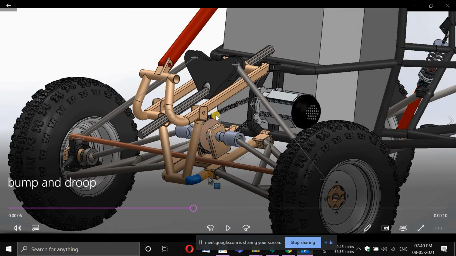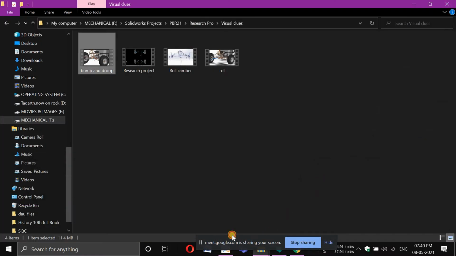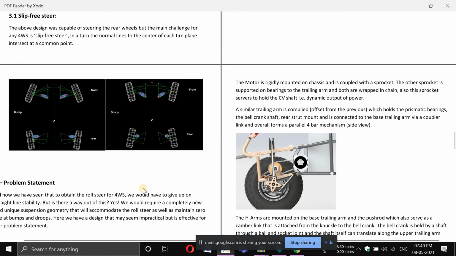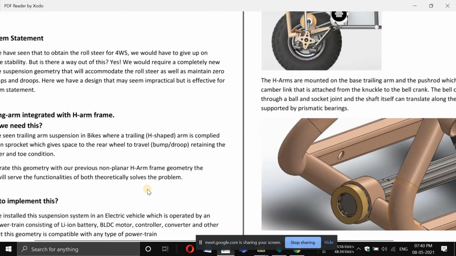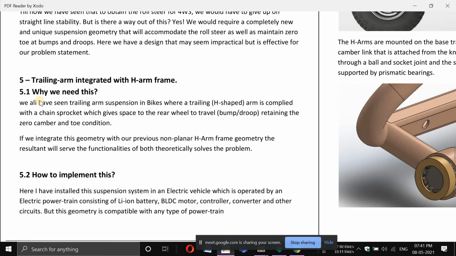So the compatibility of the design I was talking about is in the PDF. And so, sir, we have seen that the trailing arm in a bike is complied with the chain sprocket. The key point in trailing arm suspension is that it gives space to the rear wheel in bikes to travel up and down, retaining the camber and toe conditions.